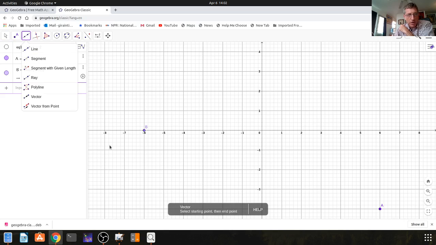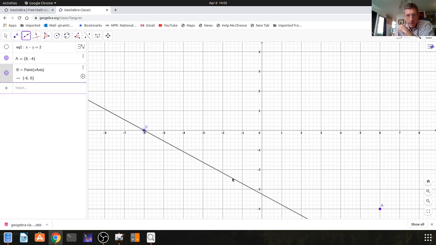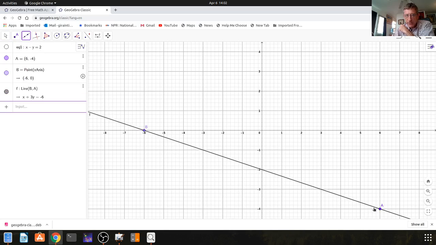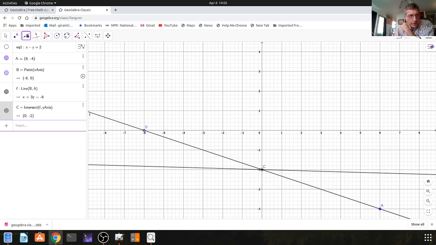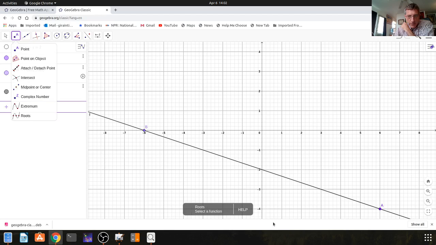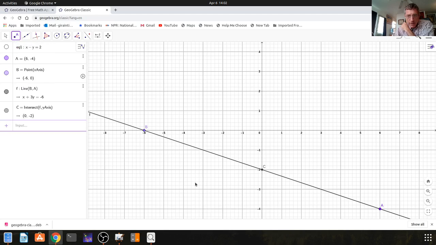And now I'm going to draw a line between those 2 points. And that line represents the graph of the line given by the equation y is equal to minus 1/3 x minus 2. Notice we're going to have another point right there at 0, minus 2.